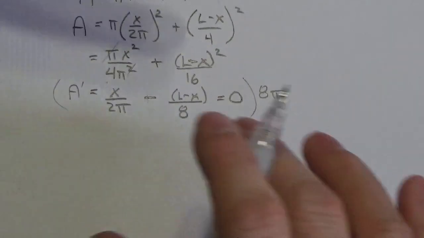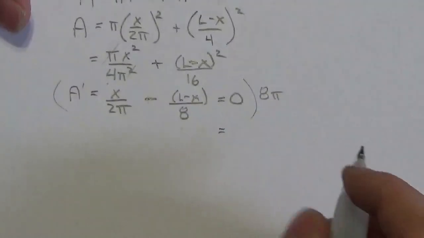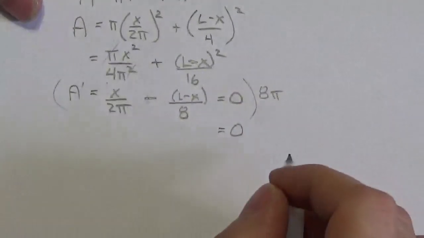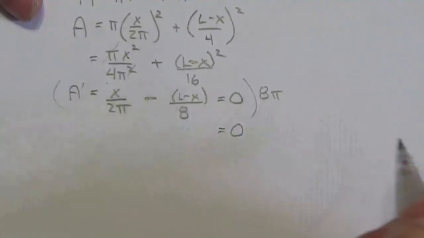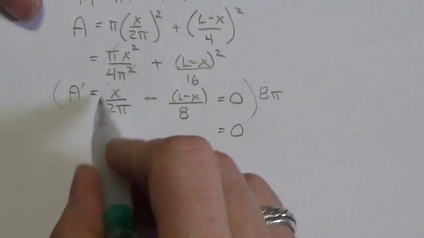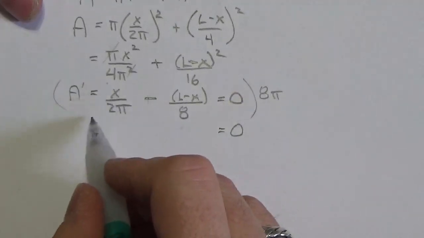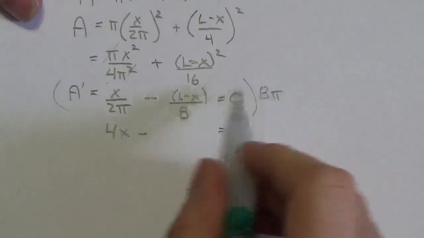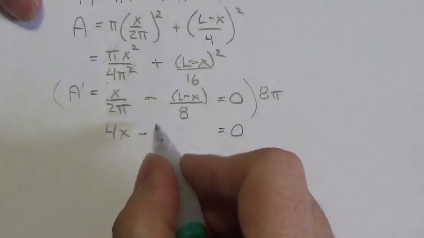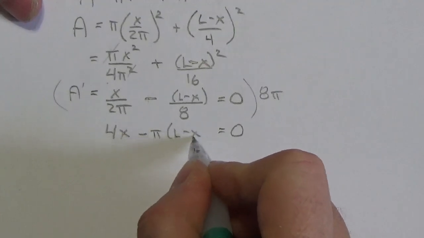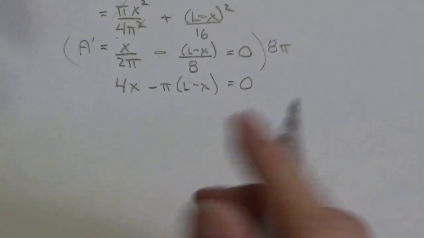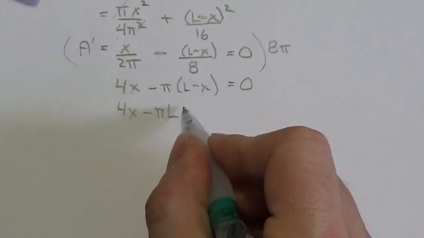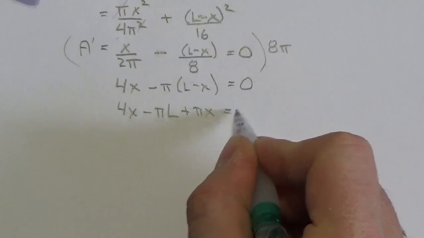But for the time being, I know that most people here prefer to think of it this way. 8 pi times 0 is just 0. That's okay because it's an equation. I'm fine with that as long as I multiply both sides by 8 pi. When I multiply this expression by 8 pi, I'm going to be left with a 4x, and then the pi's cancel. Over here, my 8 is going to cancel. I'm going to be left with pi multiplied by L minus x, which is a fair bit easier to look at. So this is 4x minus pi L plus pi x is equal to 0.